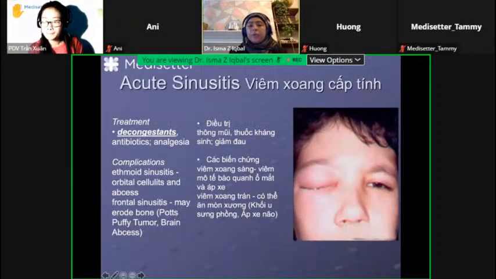So we'll move on to acute sinusitis, which can have a number of different complications.